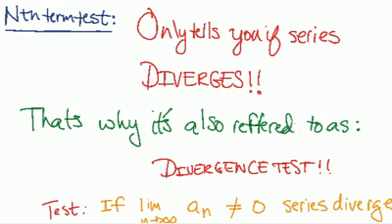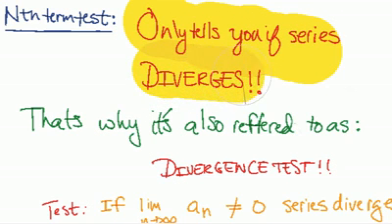Today we're going to be discussing nth term tests, otherwise known as the divergence test. And as the name implies, it only tells you if a series diverges. That's it. It never ever tells you convergence.